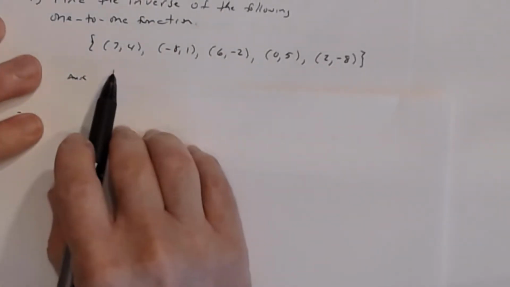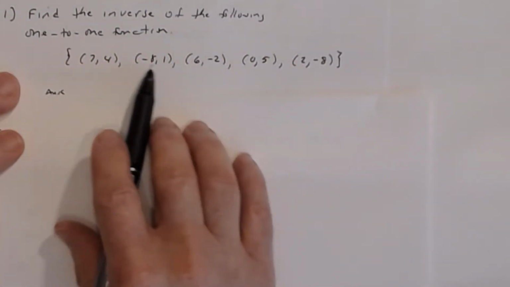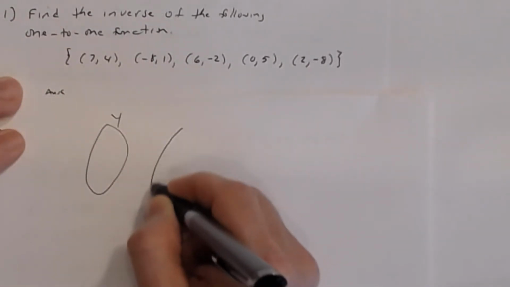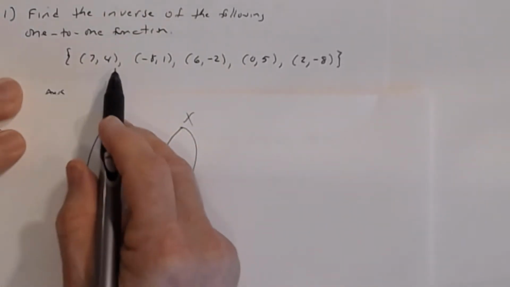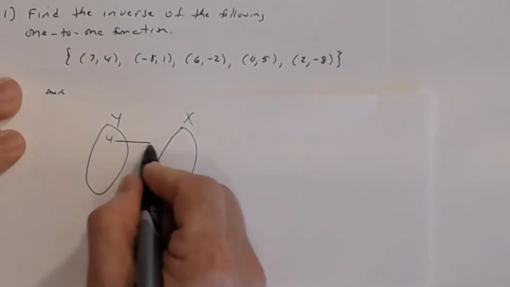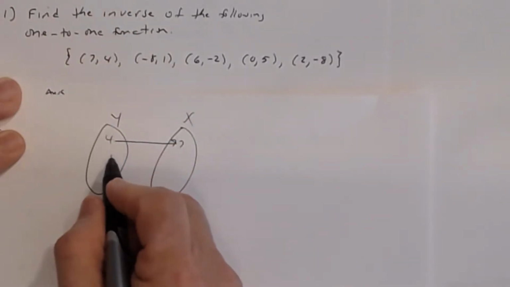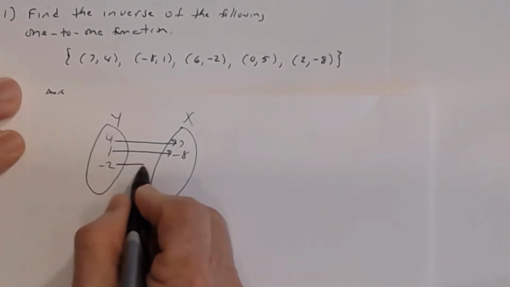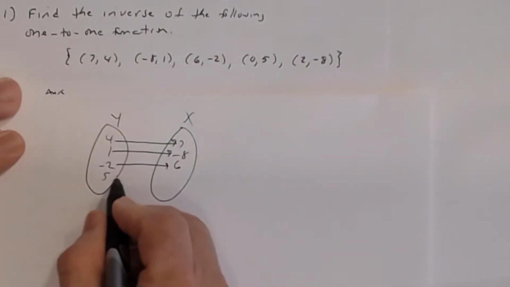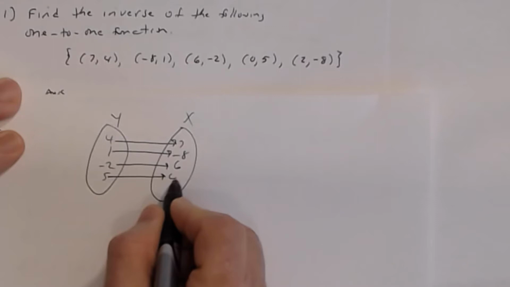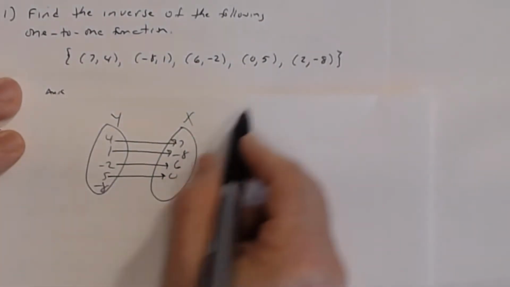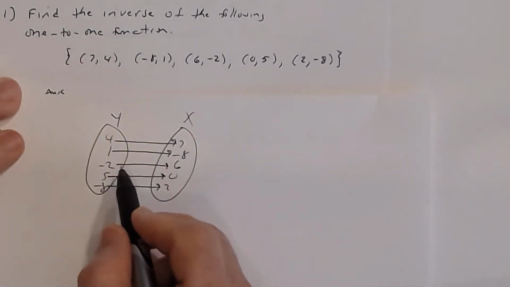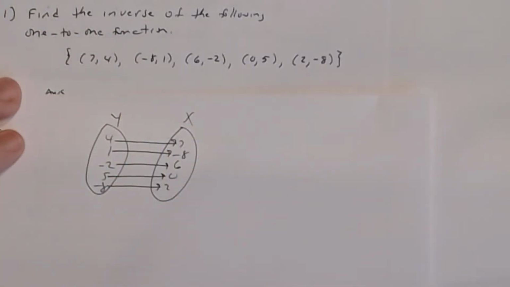Remember, to determine if a set of ordered pairs is one-to-one, do that mapping. Put y first, x next. When y is 4, x is 7. When y is 1, x is negative 8. When y is negative 2, x is 6. When y is 5, x is 0. When y is negative 8, x is 2. So you see, for each y coordinate, there's only one x coordinate. So you're told this is a one-to-one function.